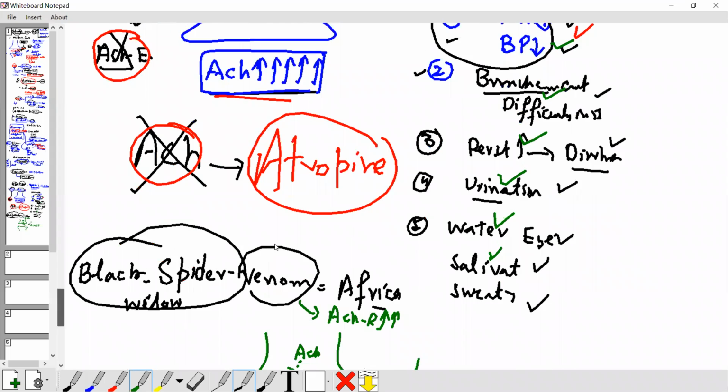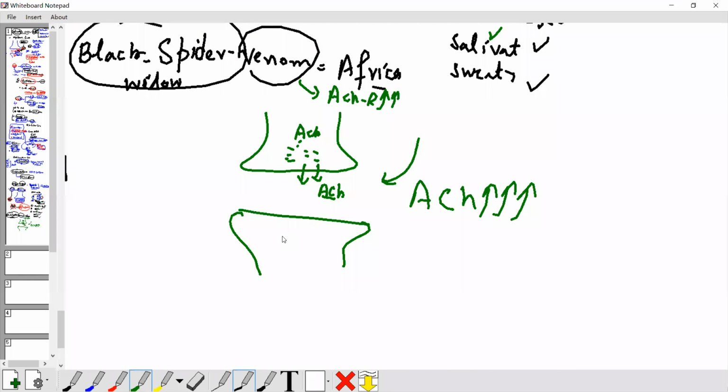If you have a scorpion bite or snake bite, these are venoms, scorpion venom. All these things increase parasympathetic activity. Mostly their venom activates the parasympathetic system.